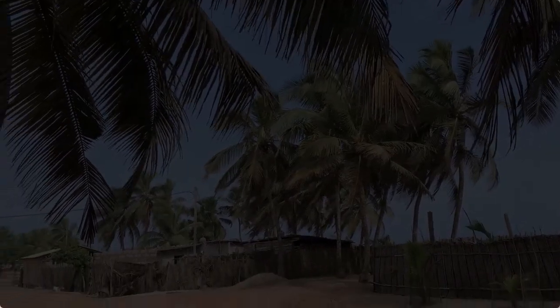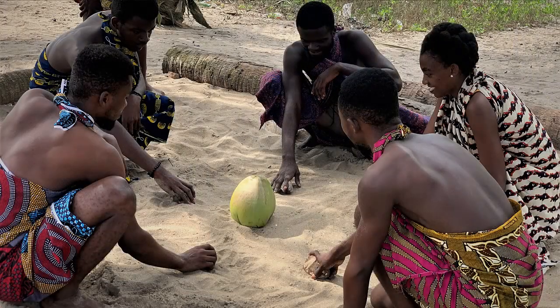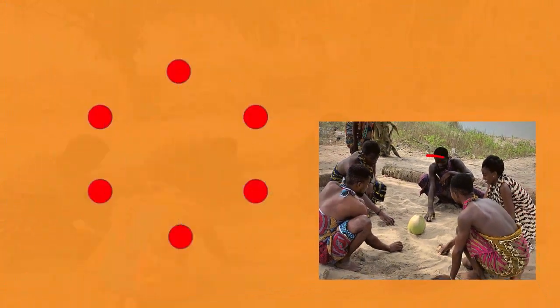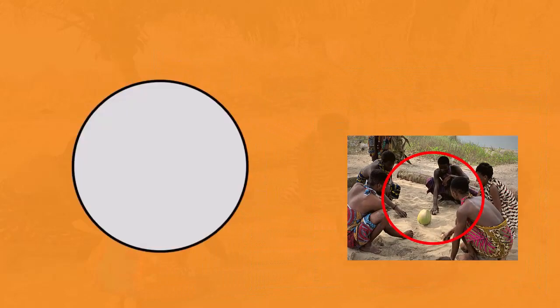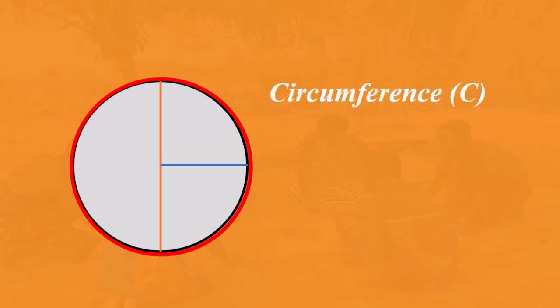Mathematical concepts in Sansankroma. 1. The concept of circle and its parts. As the participants squat to play the game, an imaginary circle is formed. The straight line passing through the center and joining two participants in opposite directions forms the diameter. The straight line from the center to a participant is called the radius. Also, the distance around the participants is called the circumference. The circumference can be calculated using the formula circumference equals 2 pi r or circumference equals pi d.